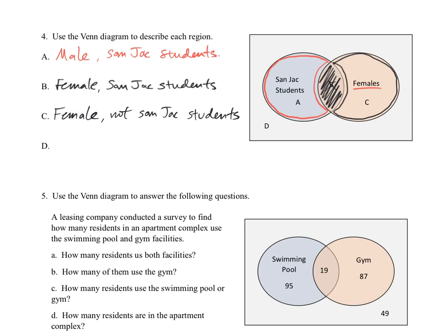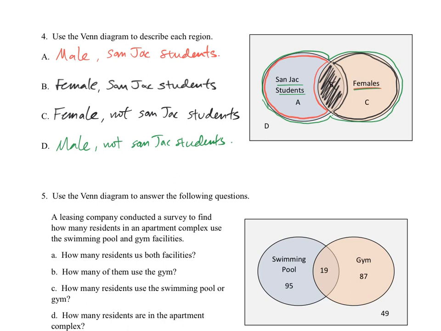And then the outside bin, everything outside of these bubbles, going all the way around like this, will be the negation of both Sanjak students and females. So the negation of female is male. The negation of Sanjak student is not a Sanjak student. And that's how it's going to work every single time.